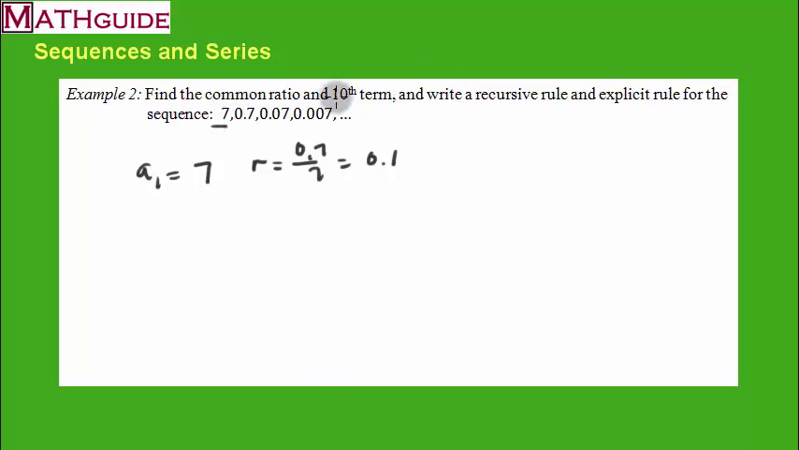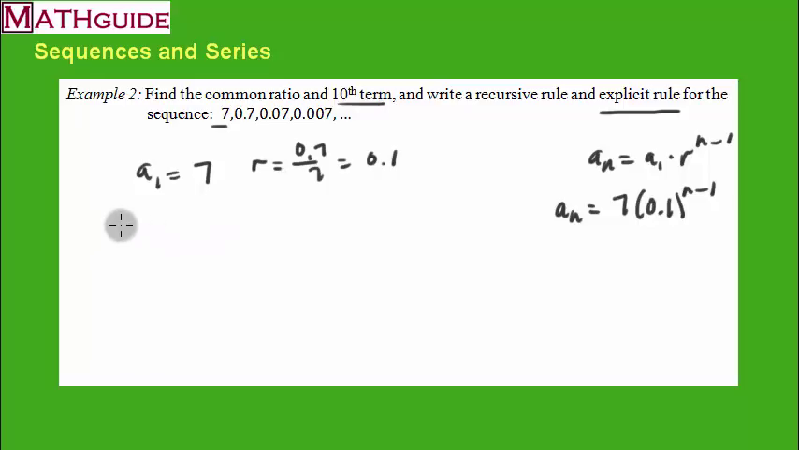Okay, so what do I want to do? I want to find the 10th term. Well, the formula for the explicit rule right here is this. You take a sub n equals a sub 1 times r to the n minus 1. Now, we already know what the first number is. Okay, so I know our first number is 7, and I know the common ratio is 0.1. There you go. There's our explicit rule. We're going to use this explicit rule to get the 10th term.